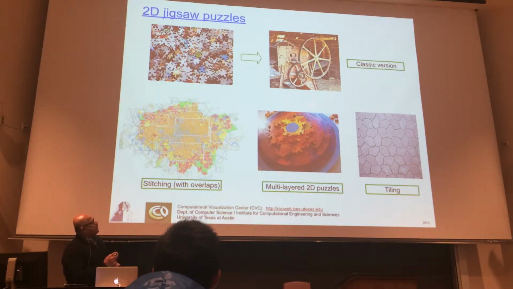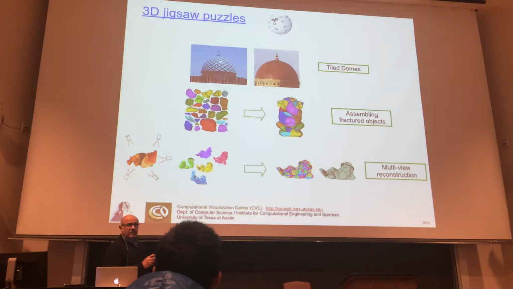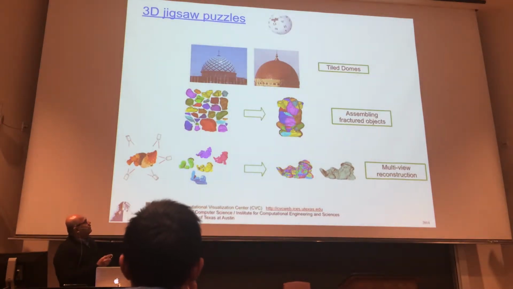So 2D jigsaw puzzles, I guess many of us have grown up with, and also have observed various types of tilings and other kinds of multi-layered 2D puzzles. And this is, of course, a special case of the 3D puzzle problem. The 3D jigsaw puzzle problems have been used in architecture to come up with tile nodes. Also, it's about reconstructive archaeology or even assembling fractured pieces of the most precious object that you've destroyed and you have to put it back together.